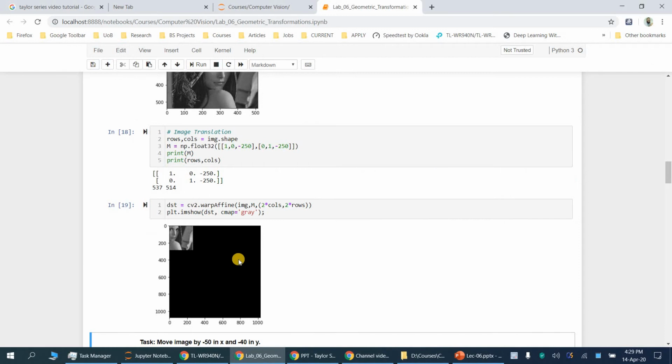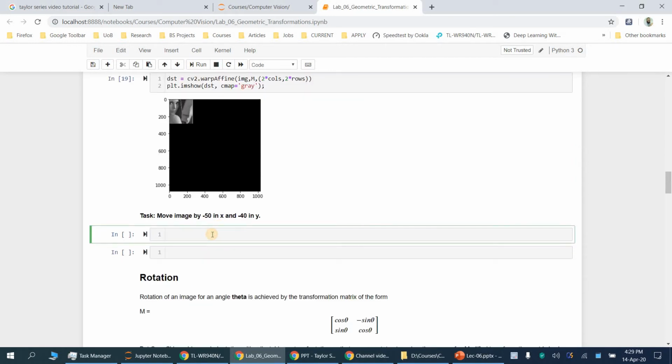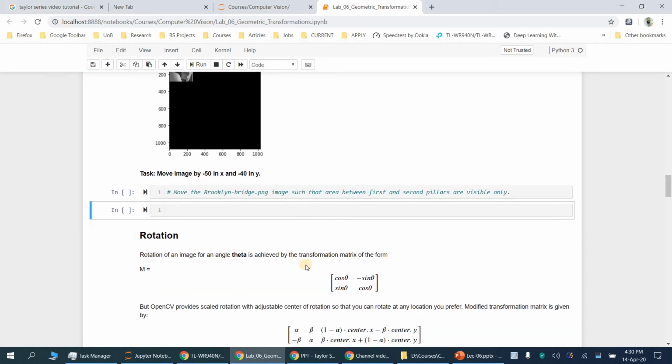The assignment for this thing over here is: move, this is the same image you will use above, shrinking and zooming also, and here also move the Brooklyn bridge.png image such that the area between the first and second pillars is visible only. Okay, this you have to perform. This is your task for this lab work.